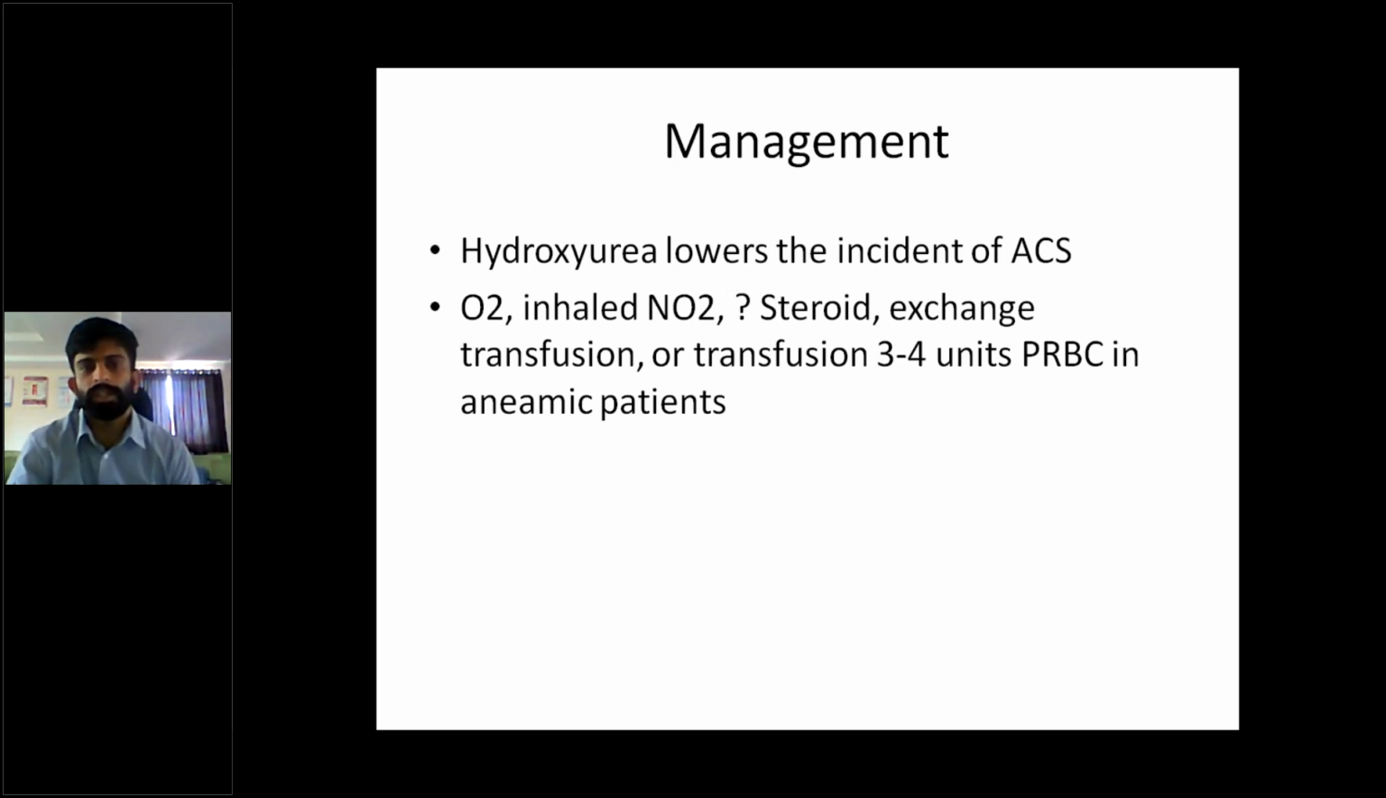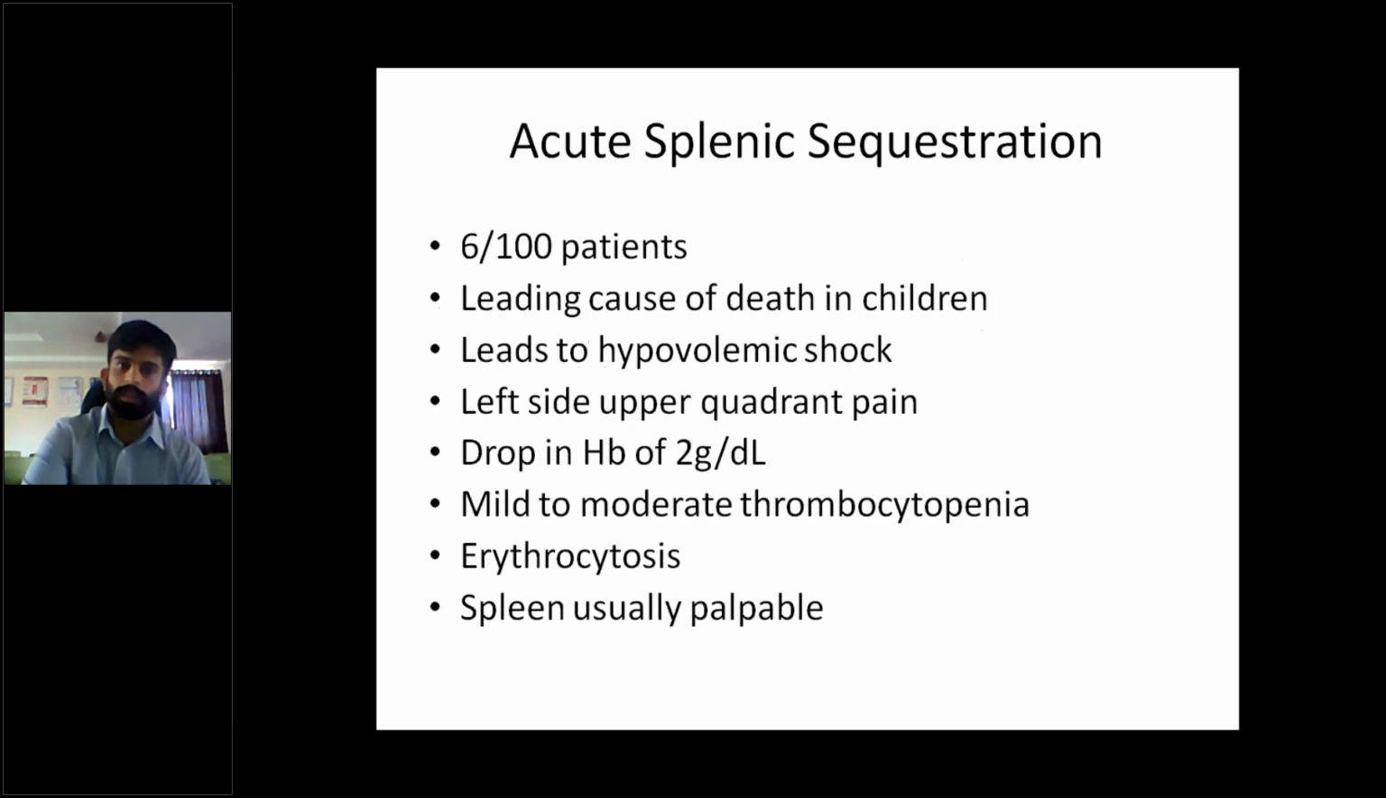The management is hydroxyurea. It lowers the incidence of acute chest syndrome. ACS is not acute coronary syndrome here. It's acute chest syndrome. Oxygen, inhaled nitric oxide, steroids where necessary, exchange transfusion or transfusion of 3 to 4 units of PRBC in anemic patients. So this is the management of acute chest syndrome.